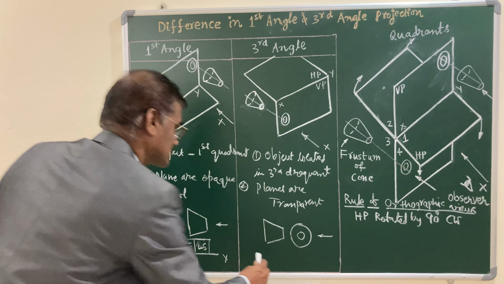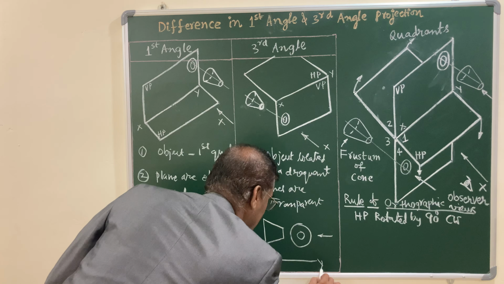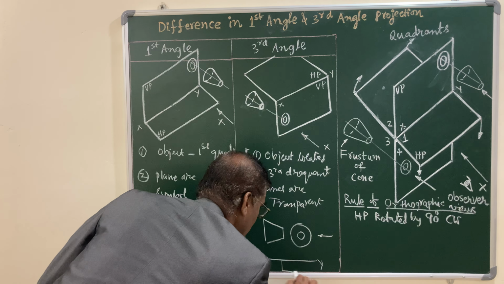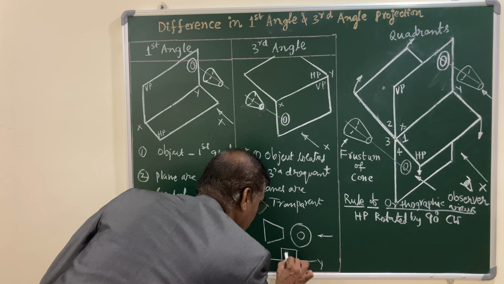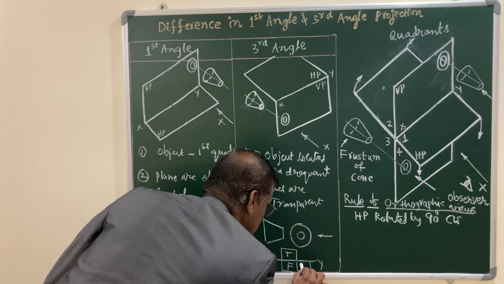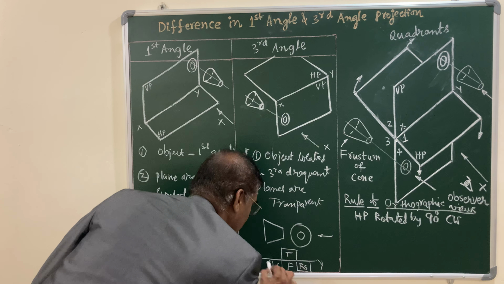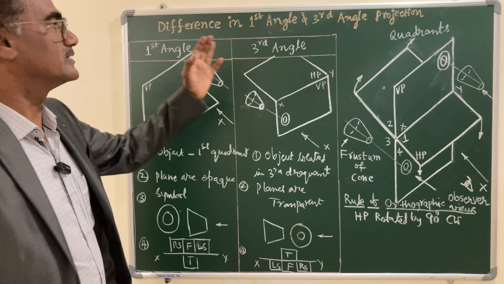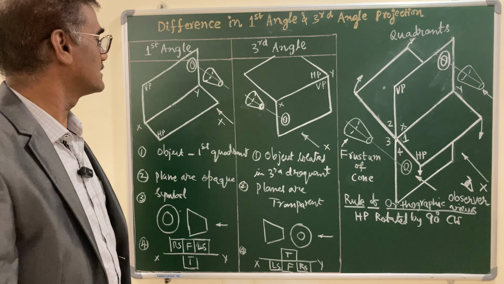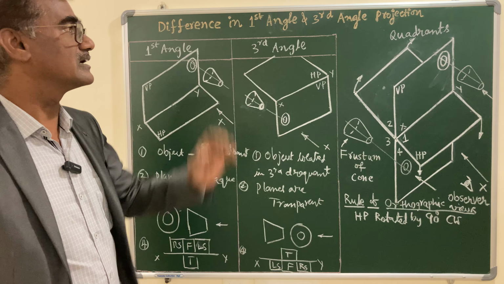On the other side you can see, the fourth point is that XY is the reference line, and your front view is below XY, and above is your top view, and to the right of it is the right side view, and to the left of it is your left side view. So these are the important differences between the first angle and the third angle projection. I hope you understood very clearly the differences between first angle and third angle projection.